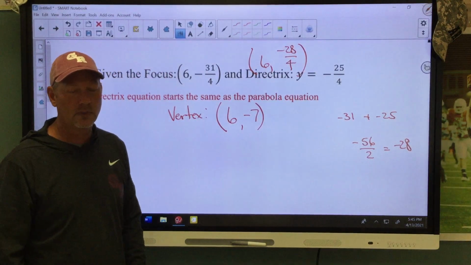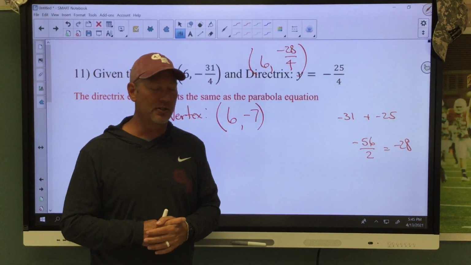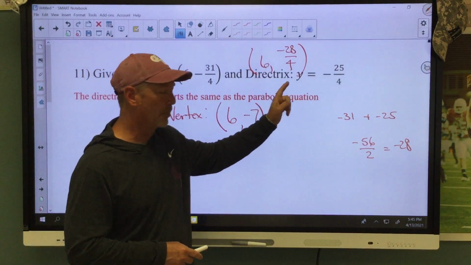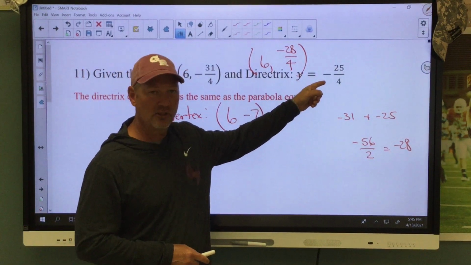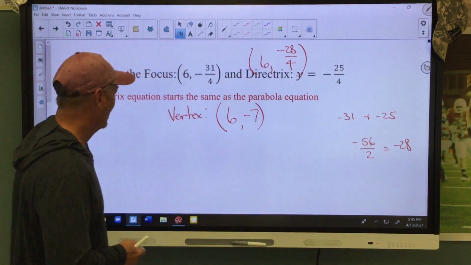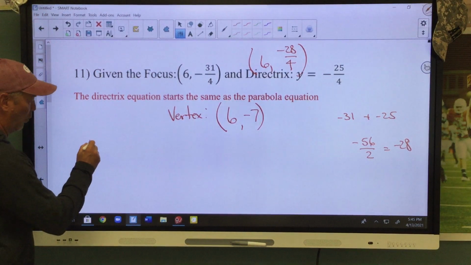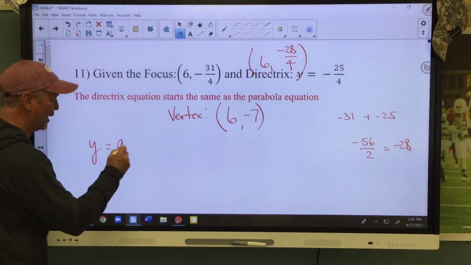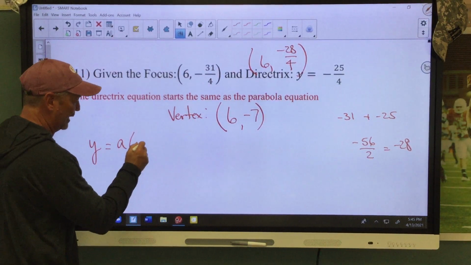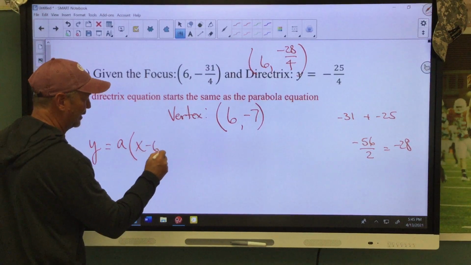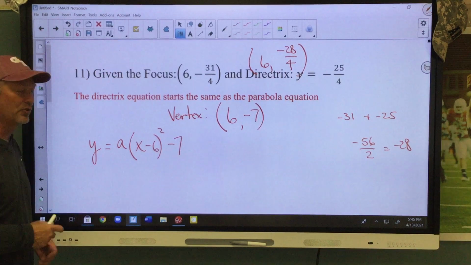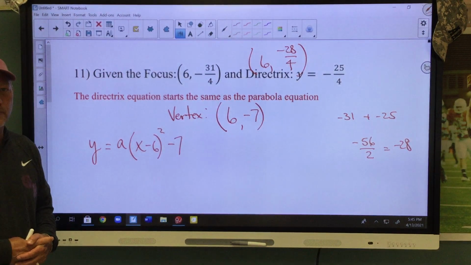Okay? Now, remember what we said on the previous equation. The directrix equation starts the same as the parabola equation. This starts at y equals, so my equation will be y equals. We do not know the a value. We're going to substitute in the vertex. We're going to say that y equals a times x minus 6 squared minus 7. So we're off to a good start. But we need to find the a value.